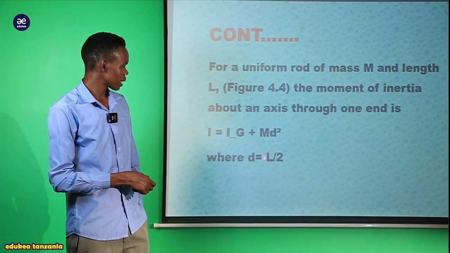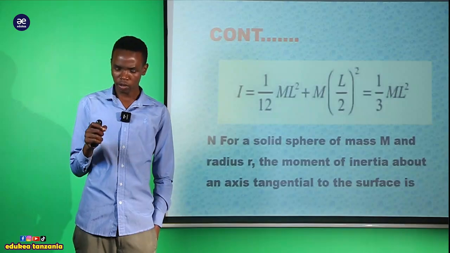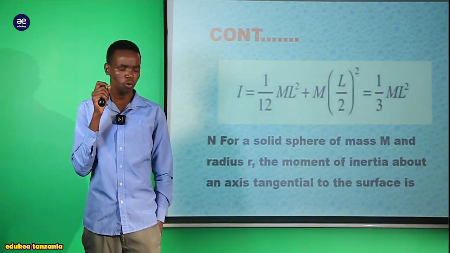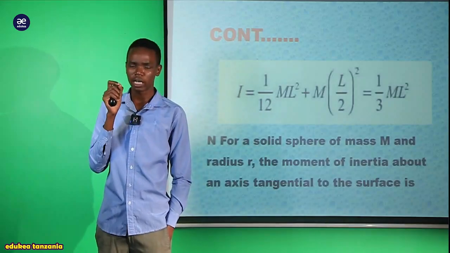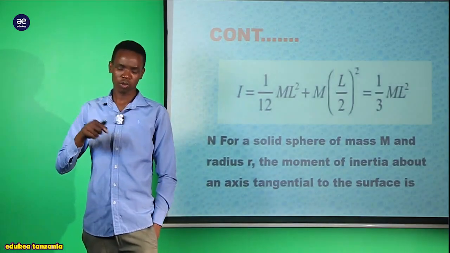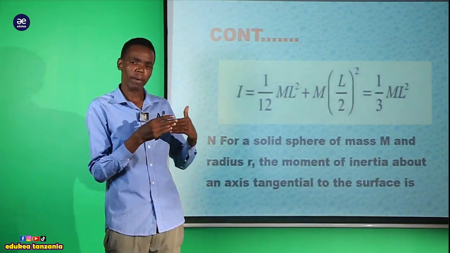After this, let us substitute here. After substituting, let us look for the moment of inertia through the center for the uniform rod, where we assume that it was rotating from one end to the center.